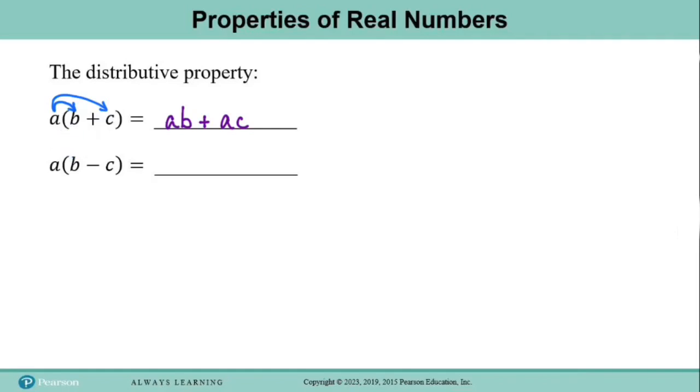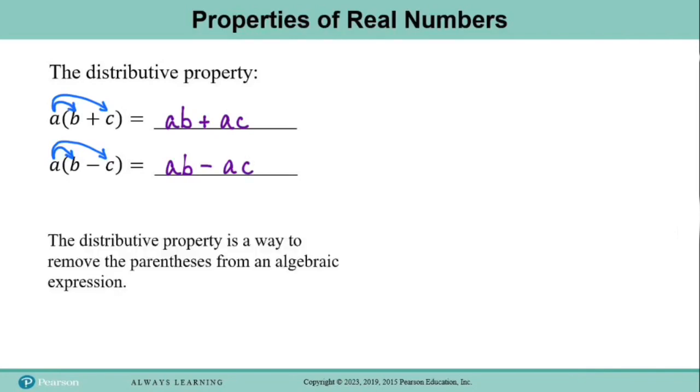So notice how this is different from the other two properties. With the previous properties, we either had all addition or all multiplication. The distributive property is the one that combines them. So here we're saying that A times the quantity B plus C is equal to A times B plus A times C. And if you have a minus sign inside the parentheses, it works the same way. So again, we're multiplying the A times each part, but the minus sign is going to remain. So that's going to be equal to A times B minus A times C.